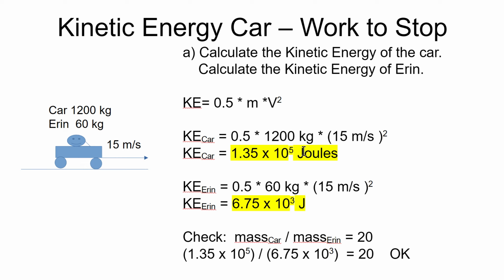How could we check to see if these two numbers are reasonable? Well, 1/2 mv squared, if v is a constant in the two calculations, then kinetic energy is proportional to mass. Well, the car's mass is 20 times the mass of Aaron, so the kinetic energy should be 20 times, and if you take these two numbers and divide them, you'll come up with 20, so that seems reasonable.